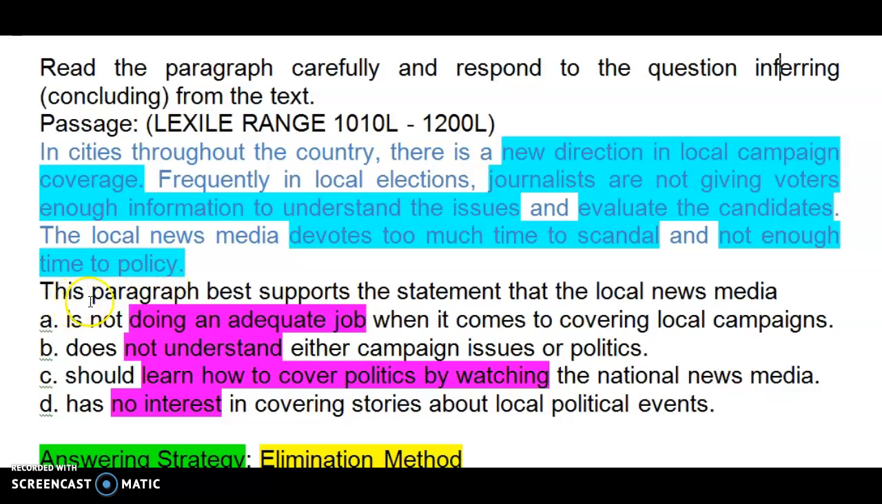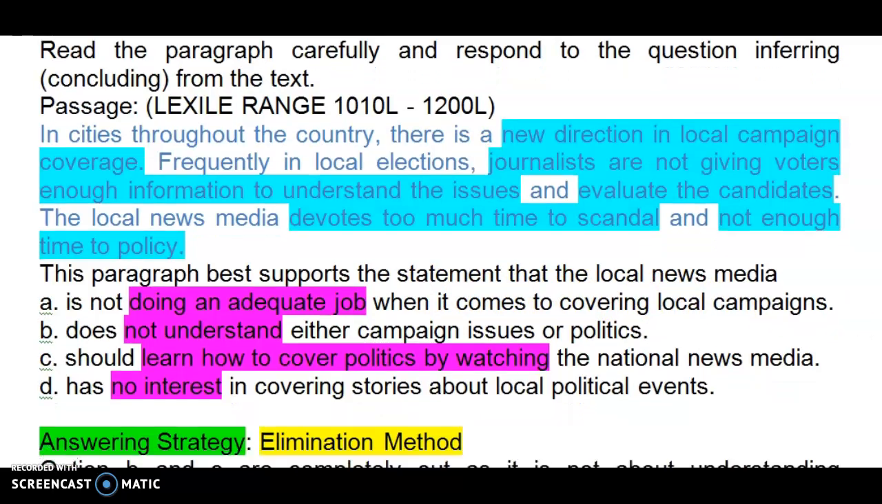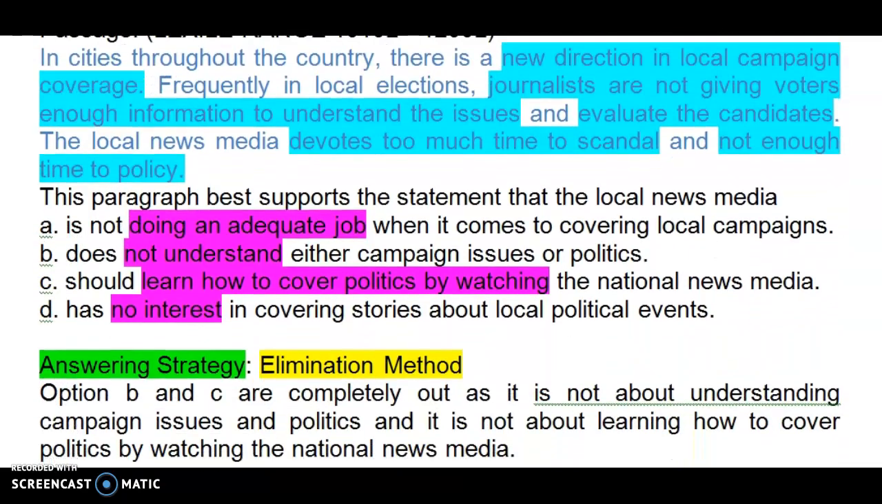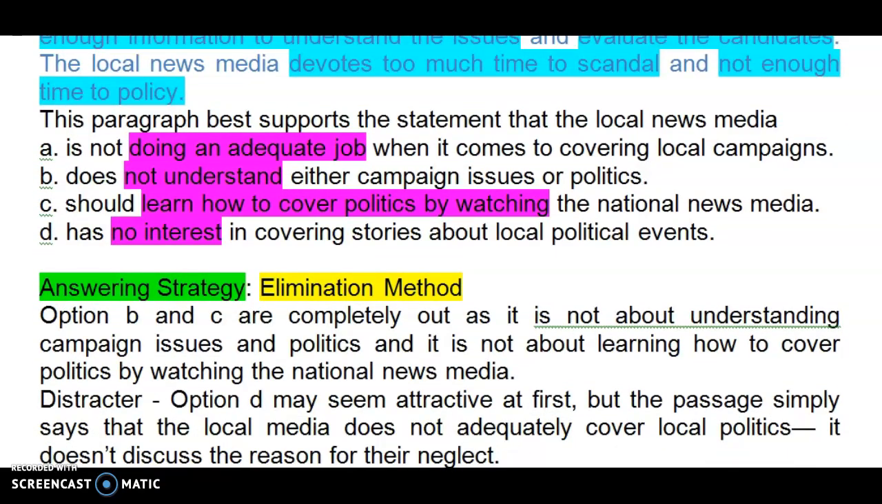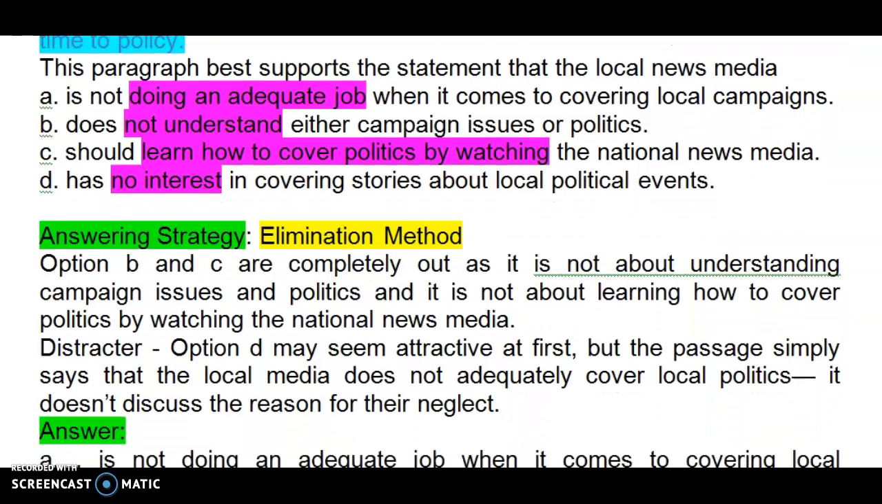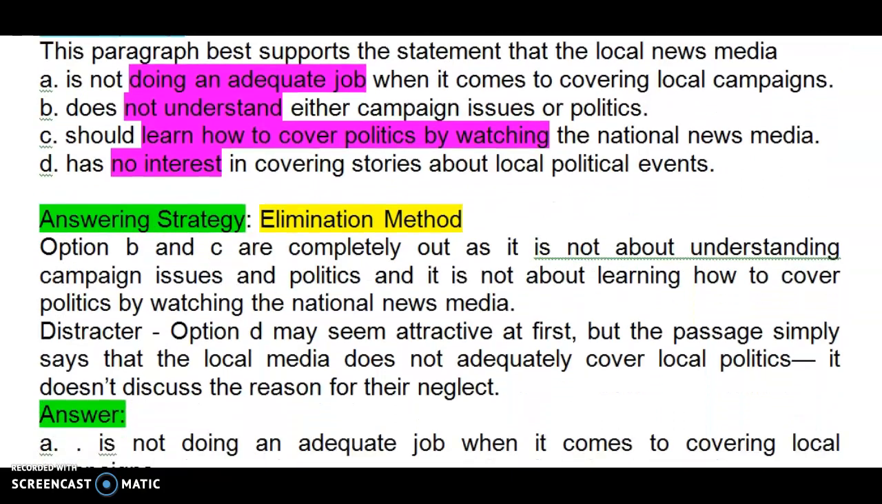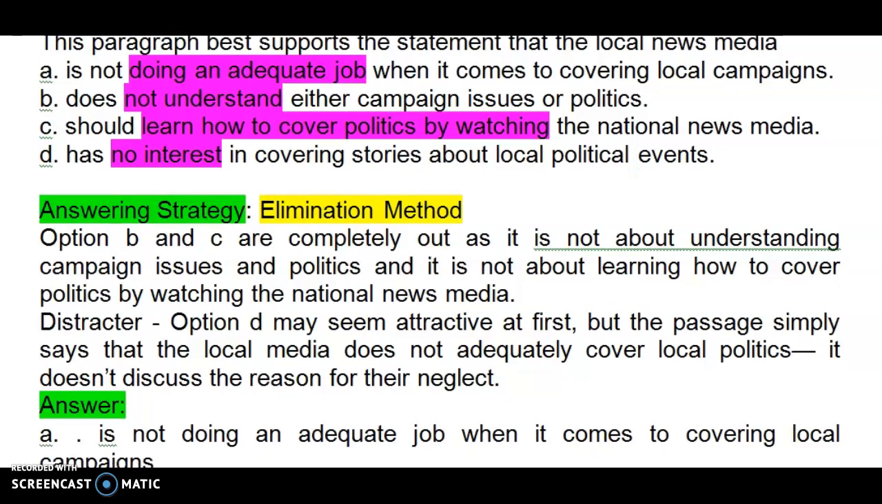Now the question is, the paragraph best supports the statement that the local news media: option A, is not doing an adequate job when it comes to covering local campaigns; option B, does not understand either campaign issues or politics; option C, should learn how to cover politics by watching the national news media; option D, has no interest in covering stories about local political events.